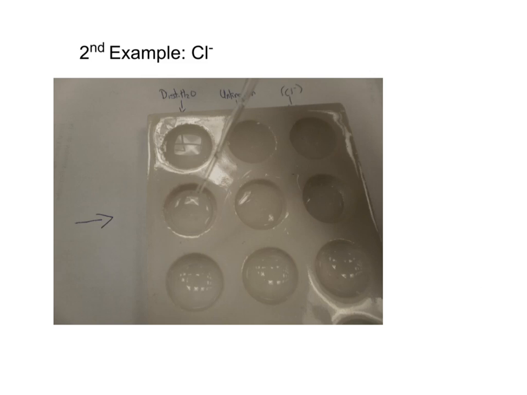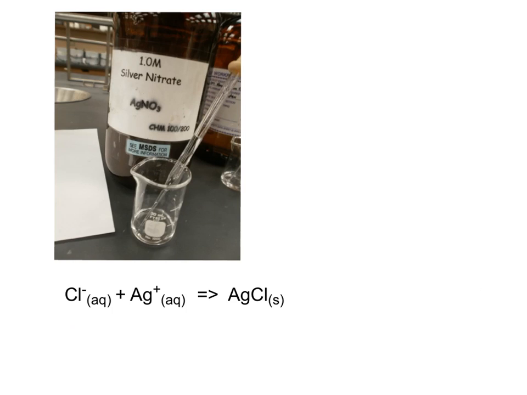Here's another test carried out in the second row of the spot plate for chloride ions. We have distilled water, our unknown solution, and a solution known to contain chloride ions prepared. When the chloride ions are combined with silver ions, they form a precipitate. Silver chloride is insoluble in water. The source of our silver ions is silver nitrate solution.